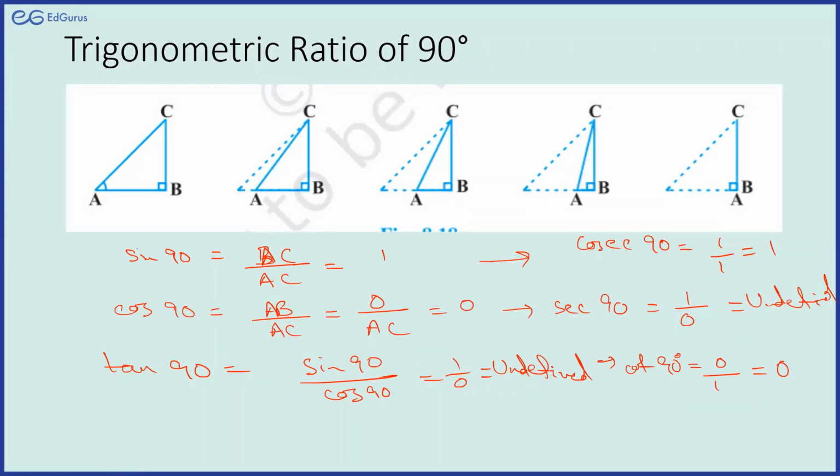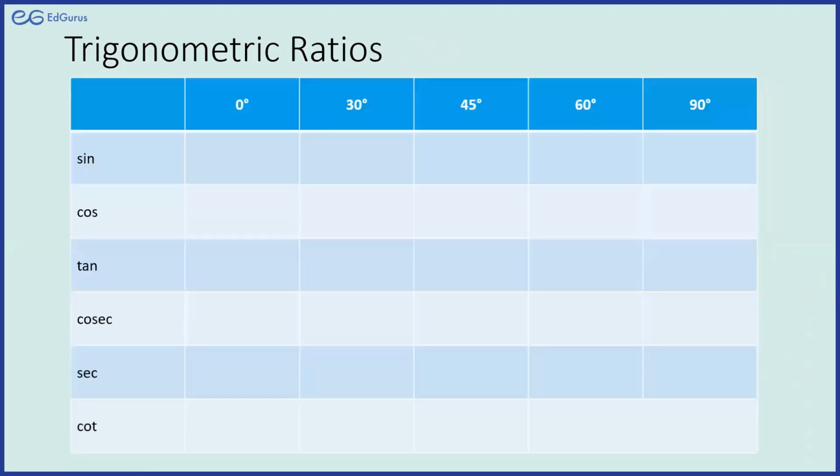All right, so we got all our values. Now let's move forward. The next question is, how do we remember these values? There are so many values here, like 6 rows and 5 columns, so there are 30 values. You cannot blindly remember these. So there is a pattern here which you can use, and when you use that pattern, you can fill this table in 1 minute.